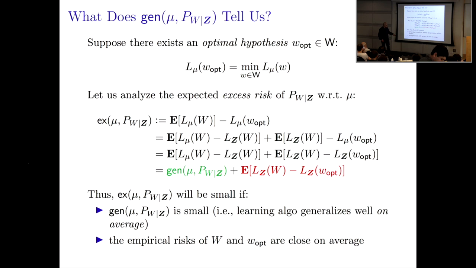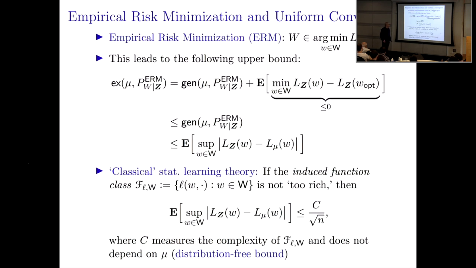And now we'll see that here's one sufficient condition to make the excess risk small. The algorithm has to generalize on average, and also the empirical loss of the learned hypothesis and the truth should be close on average. So for the most part, statistical learning theory is concerned with a class of algorithms called empirical risk minimization, and it is motivated by this decomposition.